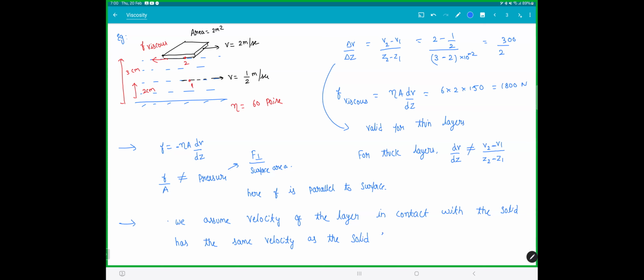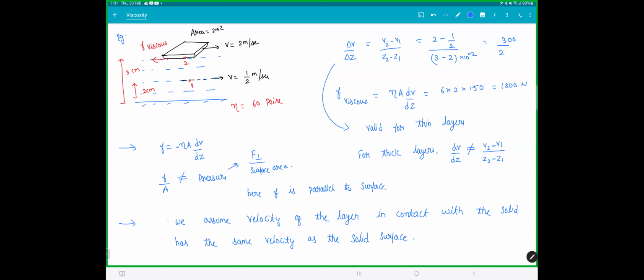What do you mean by that? It is saying if you have a layer which is touching a solid, it will have the same speed as the solid. Imagine a ketchup bottle. When you turn the bottle and remove the ketchup, did you see how the ketchup comes out? Ketchup in the center will come out. Most of the ketchup is stuck to the walls, isn't it? Because the walls are at rest, the ketchup which is sticking to the walls is also at rest.